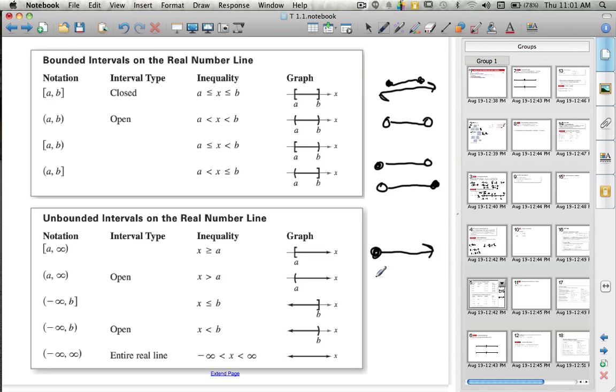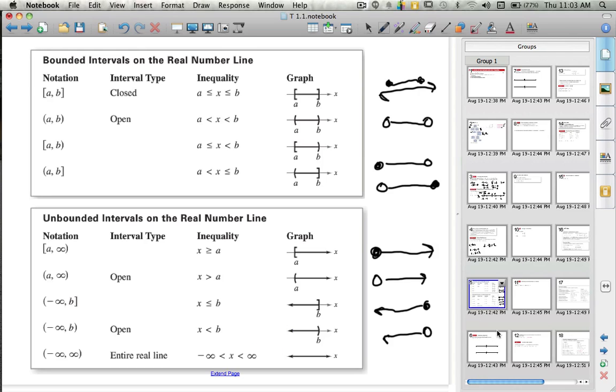X is greater than a would be an open dot, so greater than or equal to is a closed dot, and simply greater than would be an open dot, or in this case, a curved bracket. On this particular item, x is less than b, that's an open dot and it's unbounded to the left. Sorry, I skipped this one. X is less than or equal to b would be a closed dot and unbounded to the left, or again, you can use the square bracket, curved bracket. And the entire line, x is greater than negative infinity and less than infinity, would be the entire line.